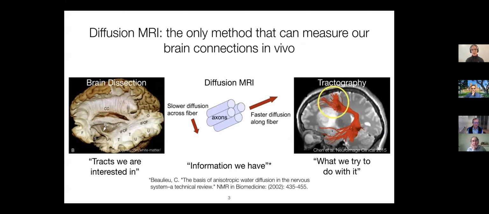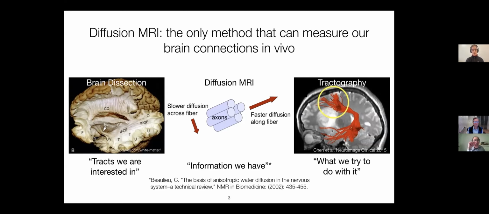And diffusion MRI is the only method that we have that can measure these brain connections in vivo. So to understand what they look like in living humans, and of course, we have no interest or ability to do brain dissections, which you see on the left. These are tracts that we are interested in, but we want to study these in living humans to see how they are in health and disease, and what their variability in the population is.